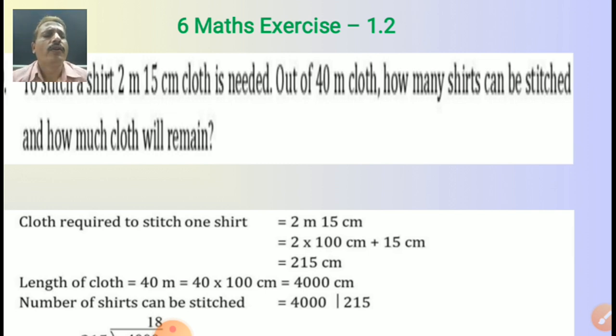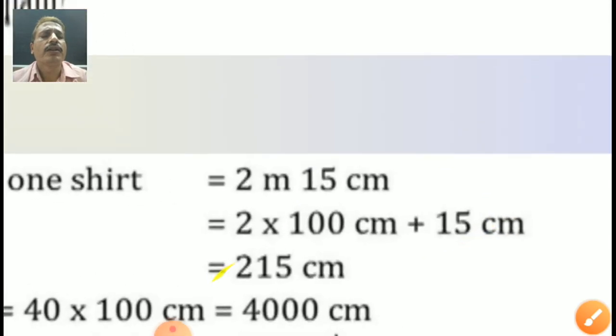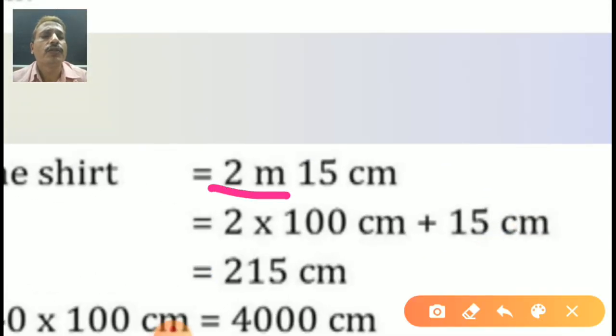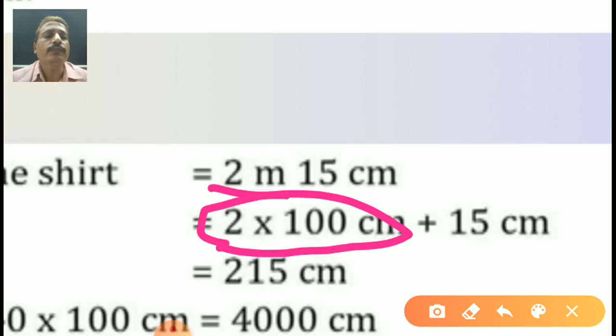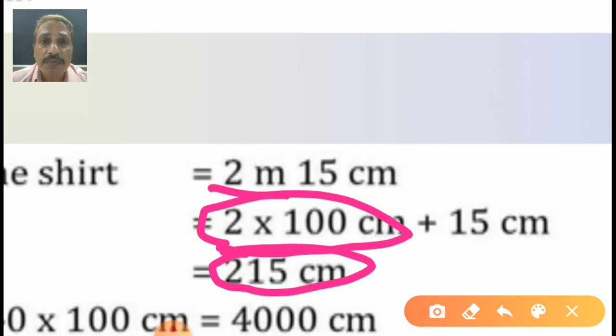How? See, a very simple way. It is shown here. This 2 meter is shown this way: 2 into 100, and now that meter changed to centimeter. Easy? Okay. Now plus 15 centimeter. 2 into 100, 200, 200 plus 15. Now my answer is here. For the first step, 215 centimeter cloth is required to stitch a shirt.